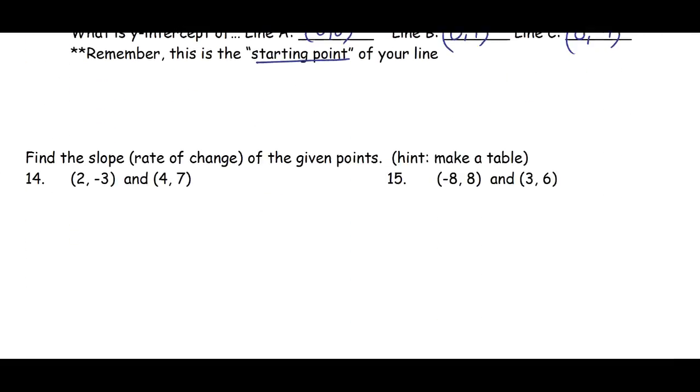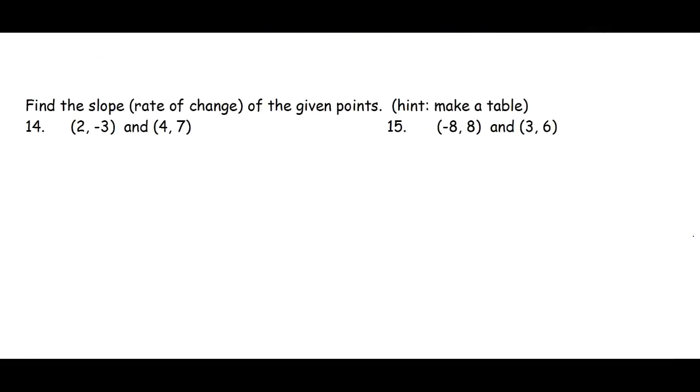All right, let's try a couple examples here. Find the slope or the rate of change of the given points. It says, hint, make a table. Okay, they give us a table. Here's your x and y. Well, in point (1, 2), 2 is your x, -3 is your y. And (2, 4), 4 is your x, 7 is your y.